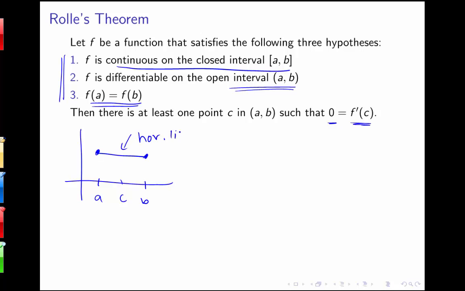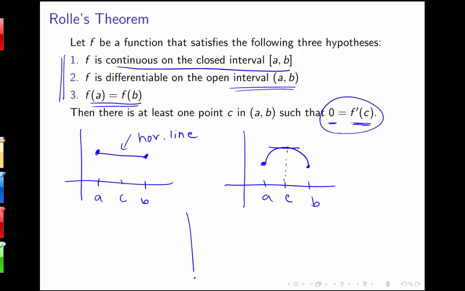because this is just a horizontal line. But more generally, maybe I have something like this, where f(a) and f(b) are equal to each other, and I can connect these in various ways as long as I'm continuous, and I have the curve being smooth so it has no sharp corners, so that it will be differentiable over that whole interval. So I could have it just go up and come back down to b, and again I have a place in between where I would have this horizontal tangent line. In other words, a place where the derivative would be equal to 0.